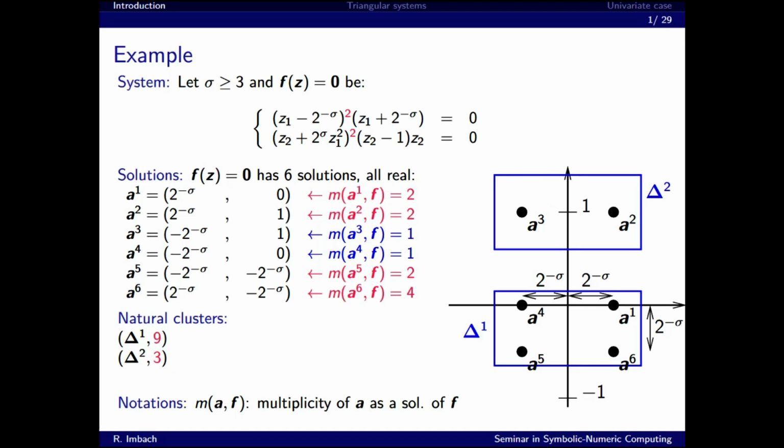So here 9 is the number of solutions counted with multiplicities in the disk delta 1. And I will explain a bit later what natural means.